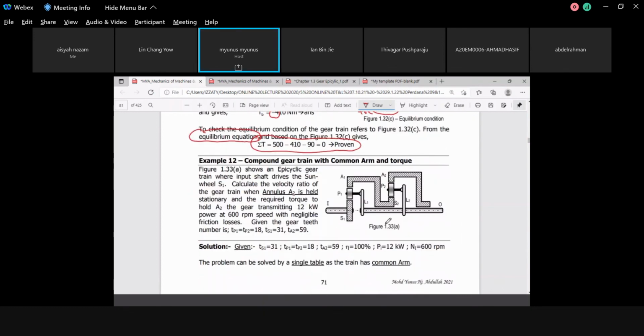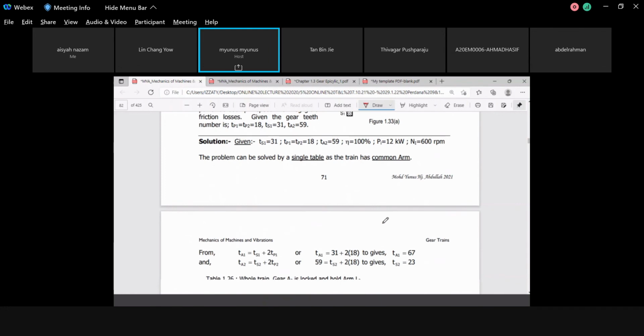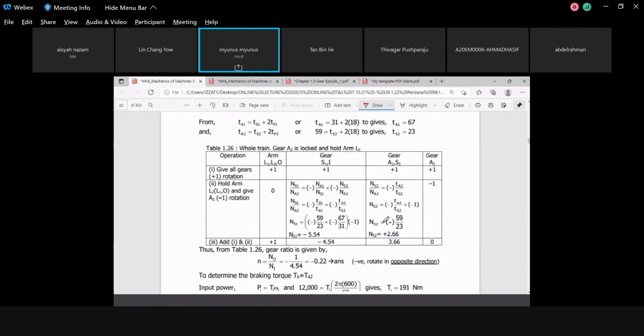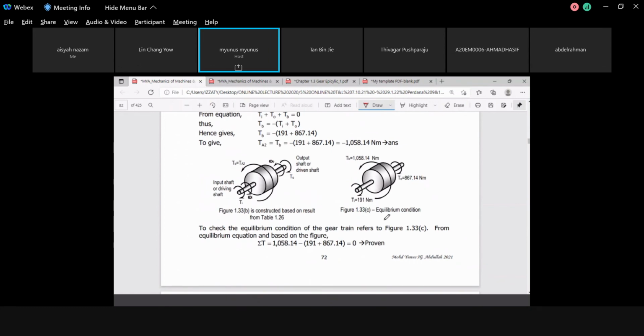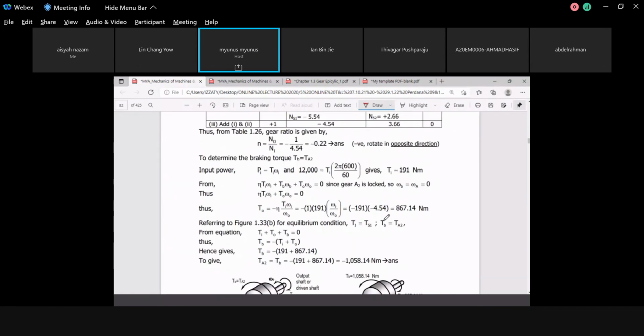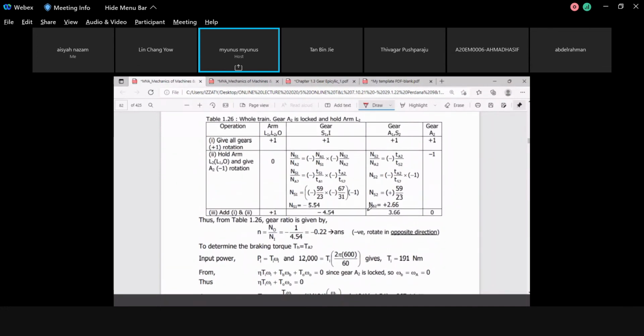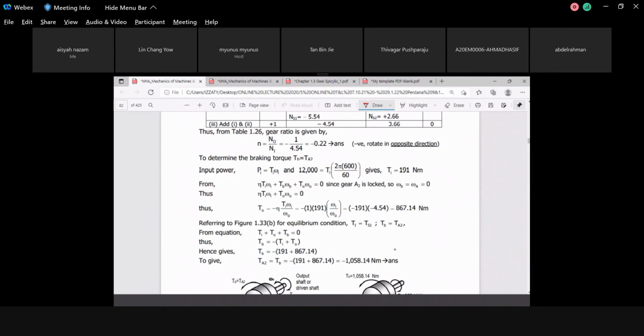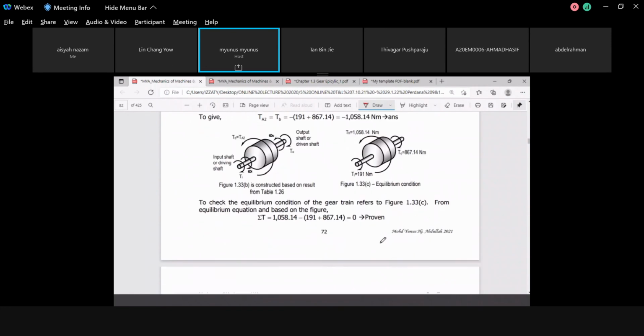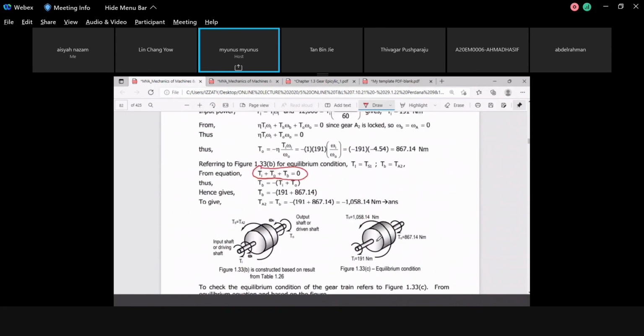Okay, now I'm going to solve this one. Common arm again. Can you do this one, common arm, on your own? It's not very difficult, right? Okay. I'm going to solve only for torque. The rest is not very difficult. So for torque only. Remember, first equation is this one. The second equation? Sorry, this one.